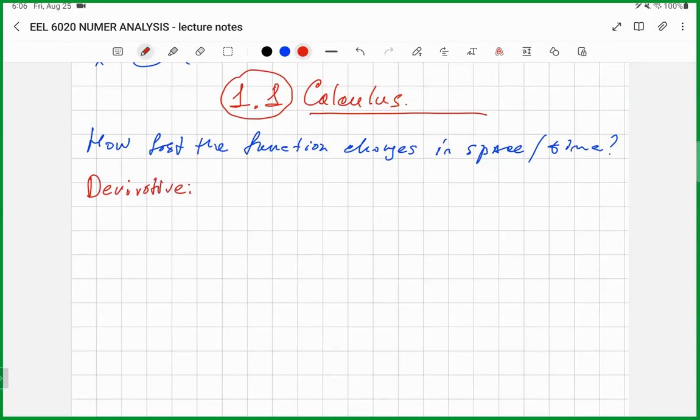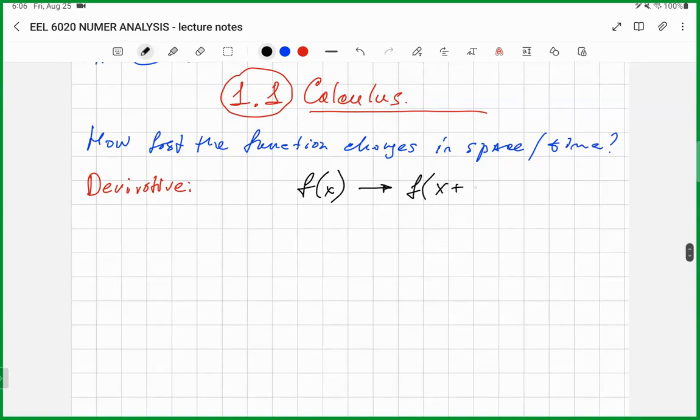So what is the derivative? Suppose I have a function f of x, and I evaluate this function at a particular point x, and then I jump to another close point in space by delta x. And of course, my function can also change. So I substitute x plus delta x, and this delta x is the step of the change of the coordinate.